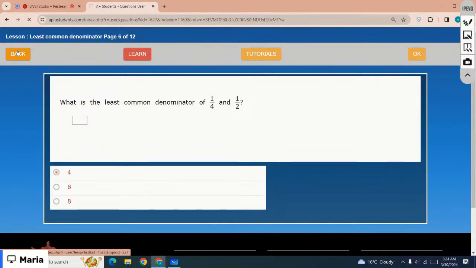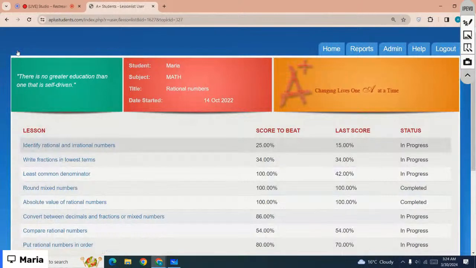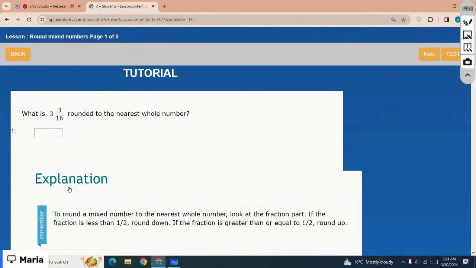And the next lesson is round mixed numbers. Yes, the one we covered earlier is identify rational and irrational numbers, right? Before you came. So we're going to start with the lesson that is round mixed numbers. Let's just start with the lesson. Okay, the first example is, what is 3 whole 3 by 16 rounded to the nearest whole number, right? You have to round off 3 by 16.